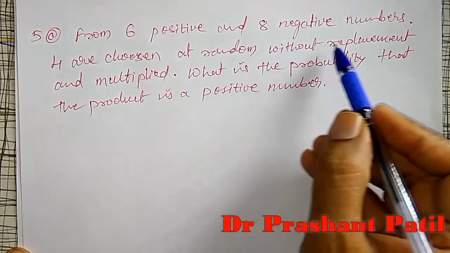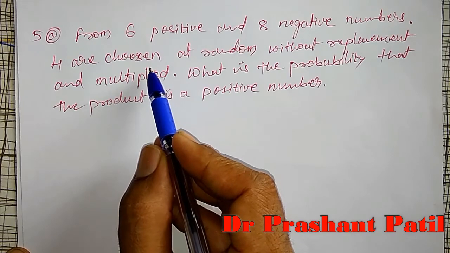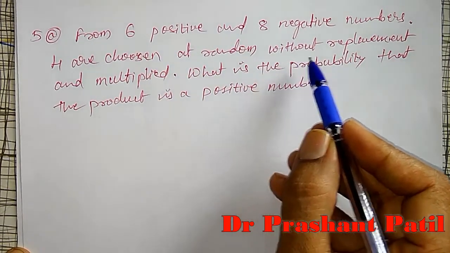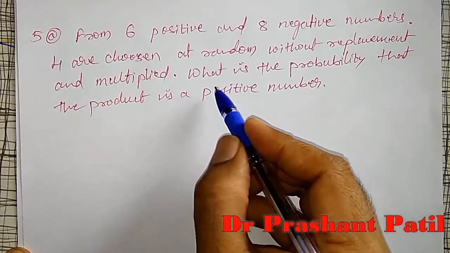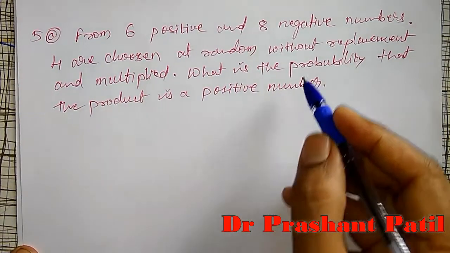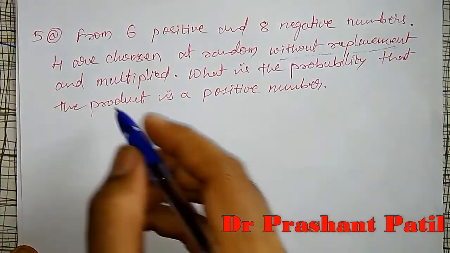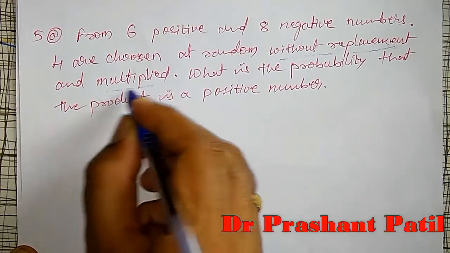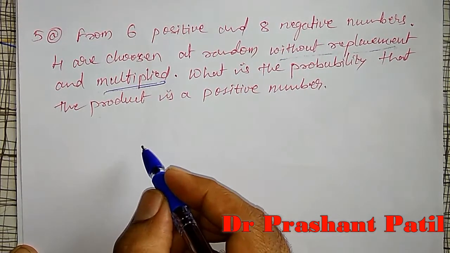From 6 positive and 8 negative numbers, 4 are chosen at random without replacement and multiplied. What is the probability that the product is a positive number? Without replacement is important here, as well as multiplied. Numbers are multiplied.